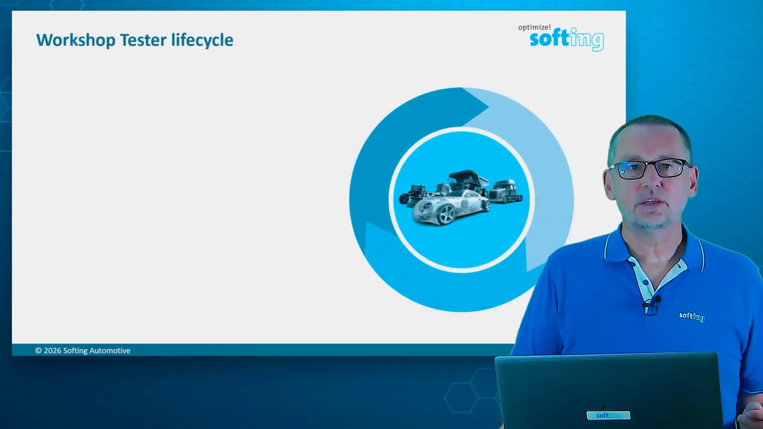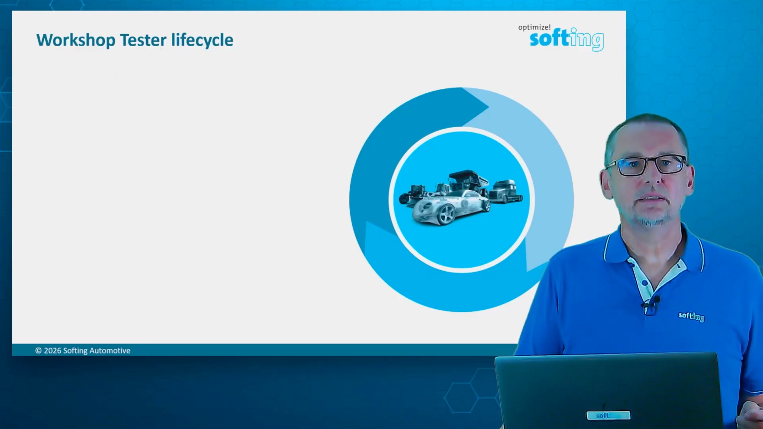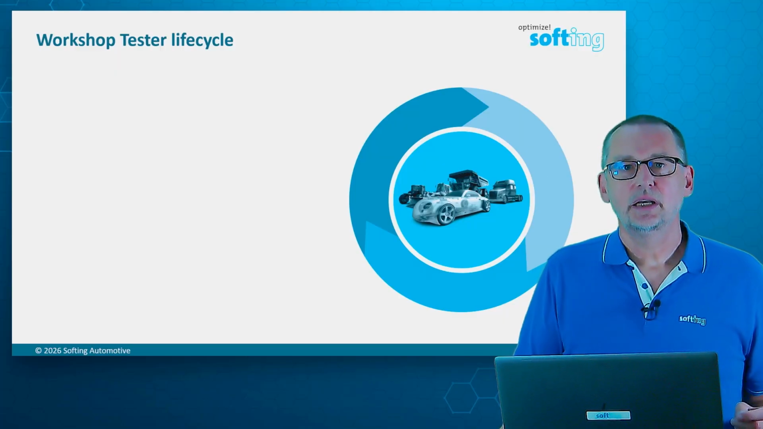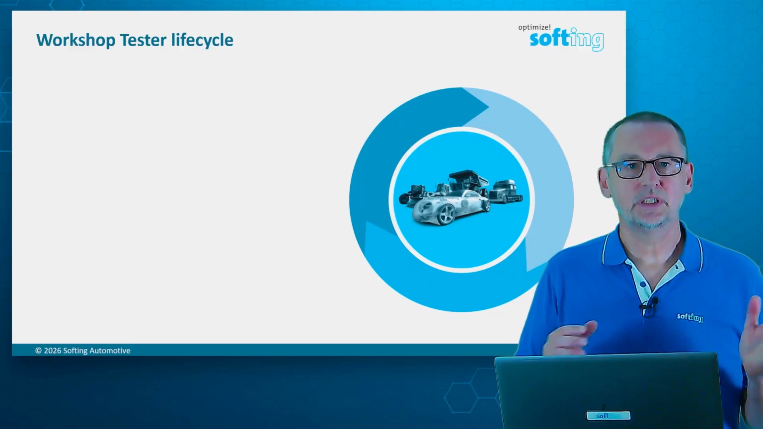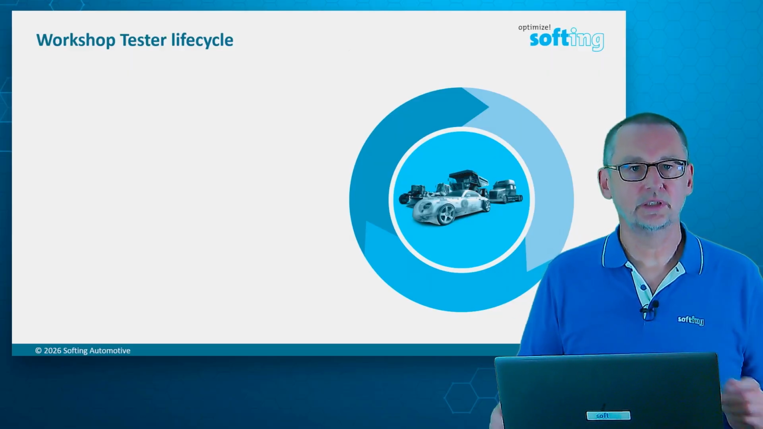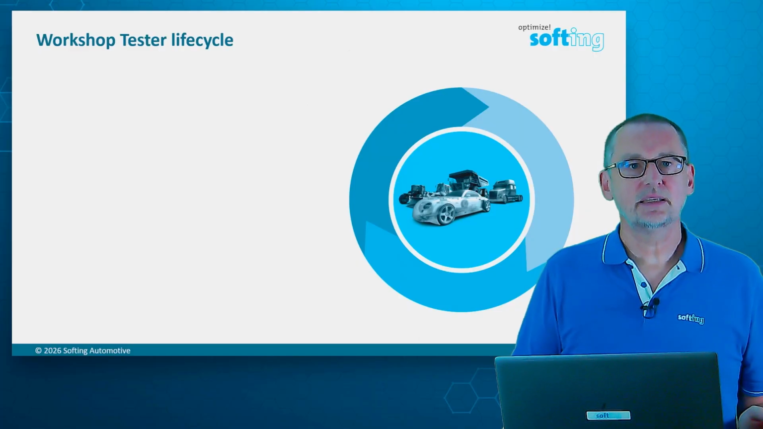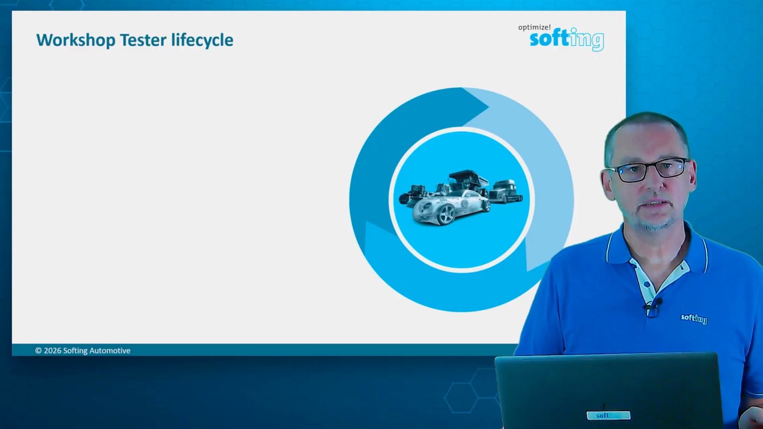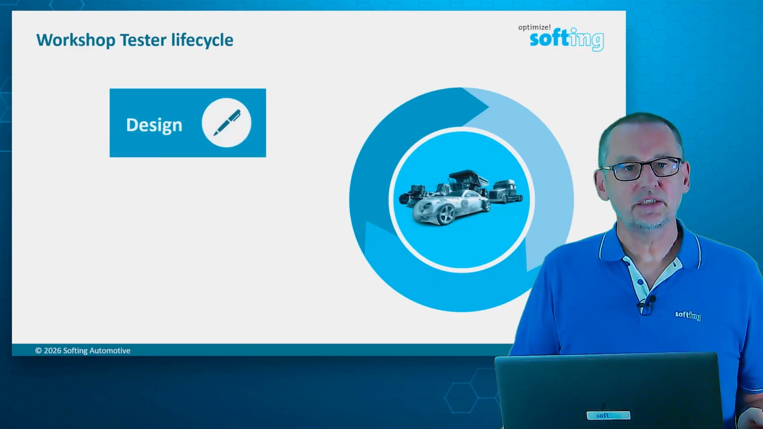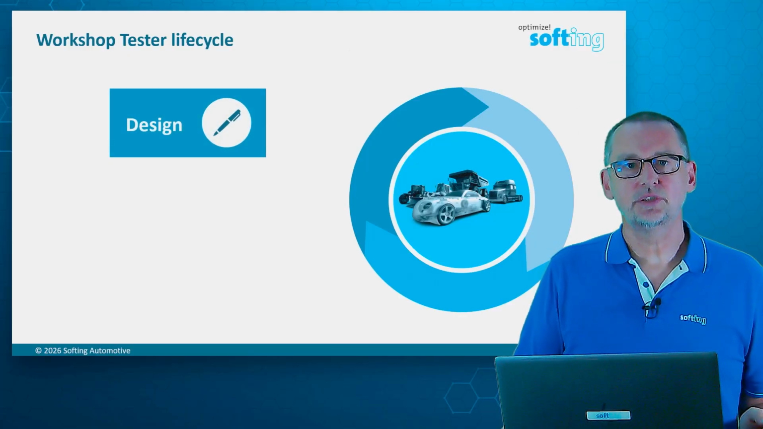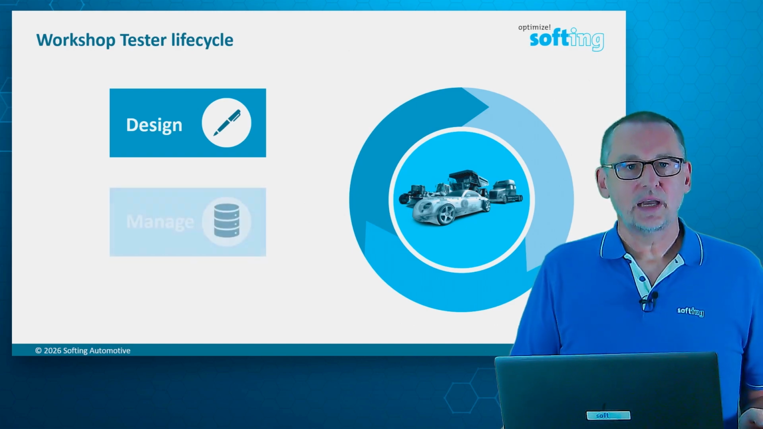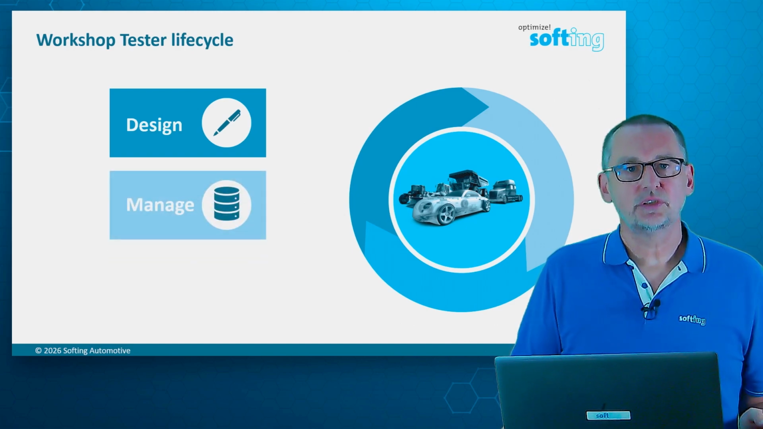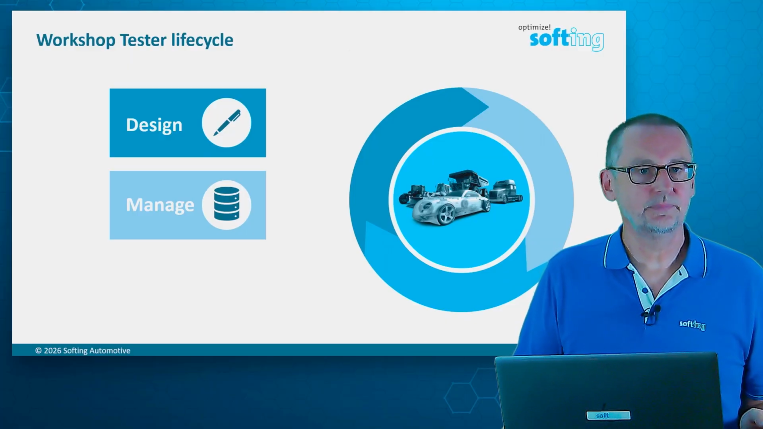To provide this level of flexibility, we need a complete and consistent lifecycle. The workshop tester lifecycle consists of three main areas: design, manage, and work. In the design phase, the tester and its diagnostic content are created. In the manage phase, releases, licenses, users, and distribution are controlled. Finally, in the work phase, the service technician uses the finished tester directly in the workshop on the vehicle.